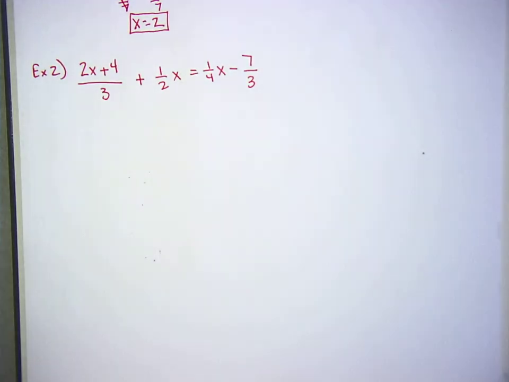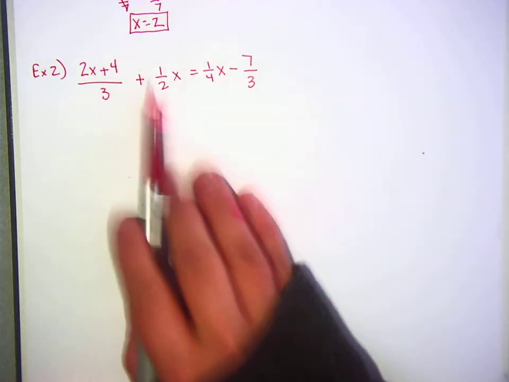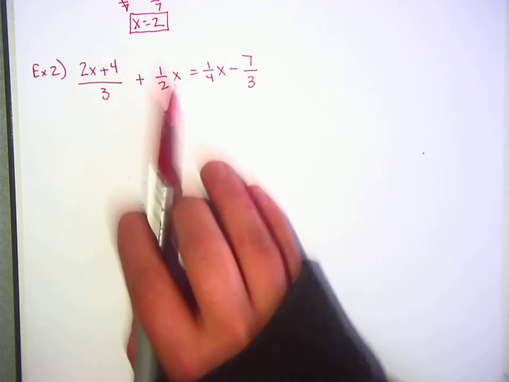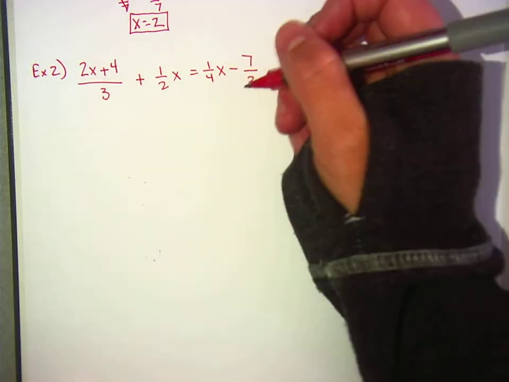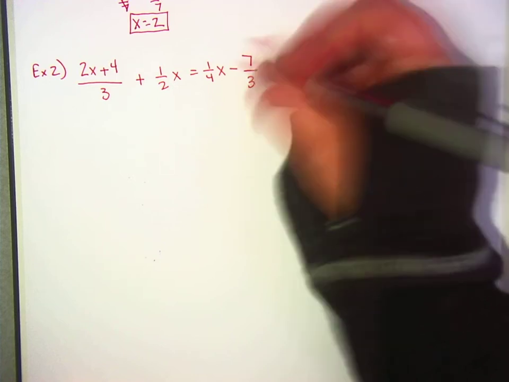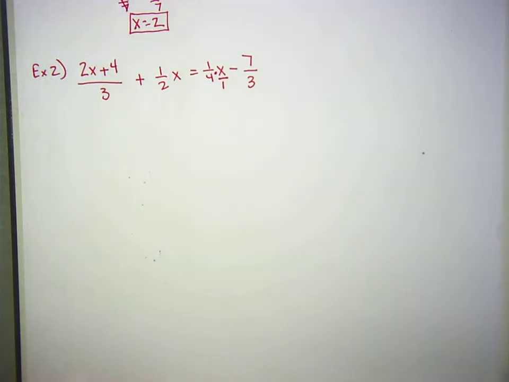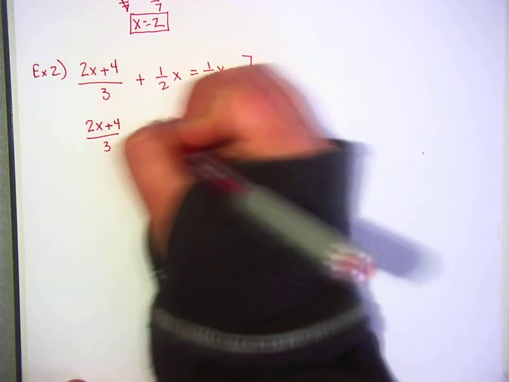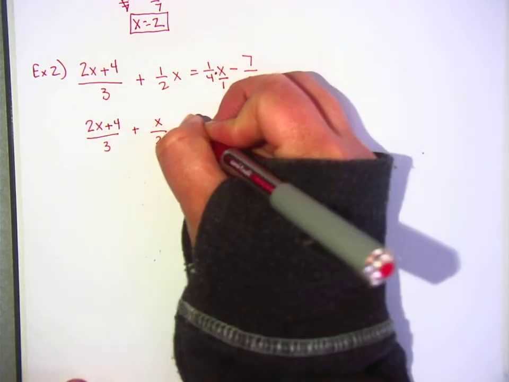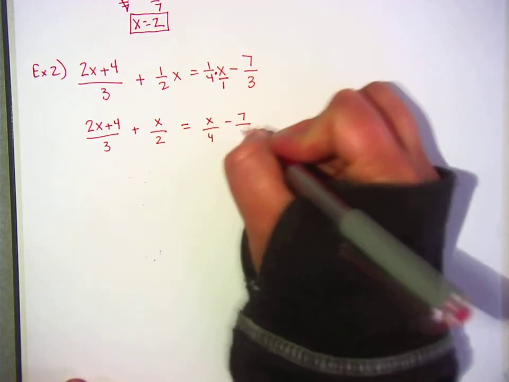What do you have to do when you're adding or subtracting fractions? Common denominator. Now, look at 1/2 times x. What if I didn't want that x to be right next to it? Should I put the x on the top or the bottom of the fraction? Because this would be like x over 1 that you're multiplying it by, so it would be x over 4. So I'm going to rewrite this really nicely: 2x plus 4 all over 3 plus x over 2 equals x over 4 minus 7 over 3.